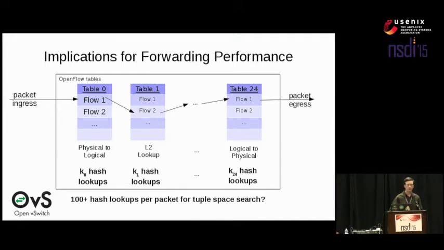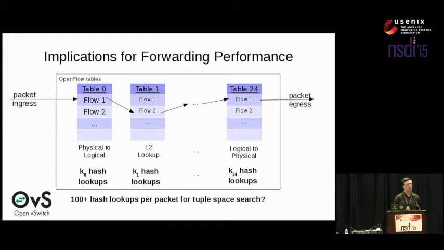So that's slow, is the summary, and you can't really expect to get good performance out of a complicated pipeline with that many hash lookups per packet. So I'm not going in chronological order here in terms of how we implemented these things. Here are some of the things that helped with forwarding performance.